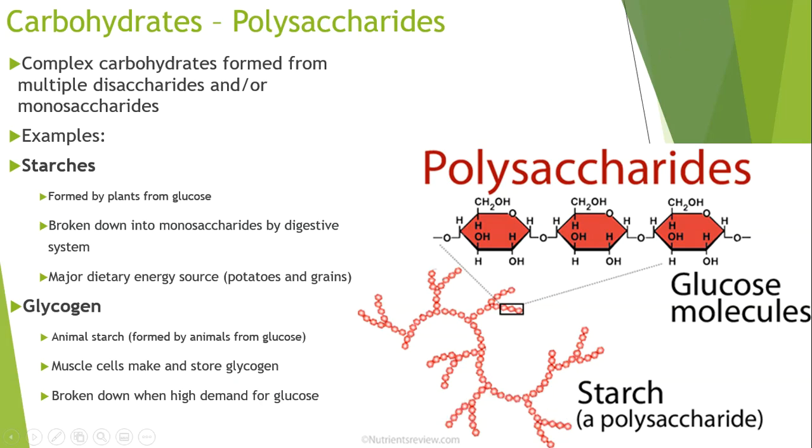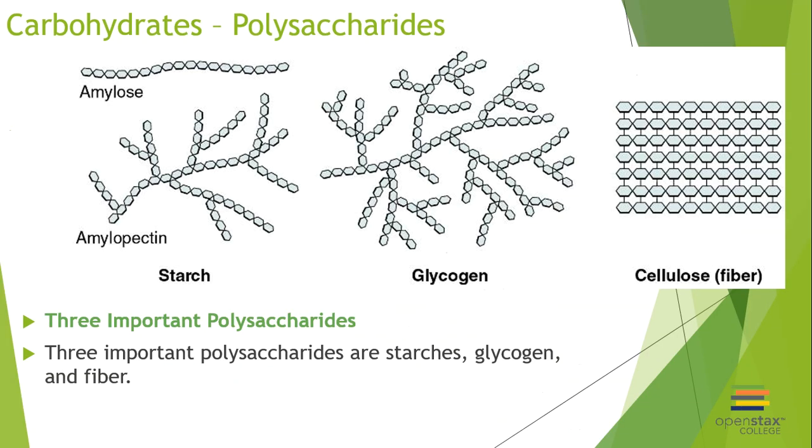We can move on down the list, or up the level of classification here, and get to polysaccharides. Saccharide means sugar and poly means multiple, and these are complex carbohydrates formed from multiple disaccharides or monosaccharides. So these are long chain polysaccharides. Think, for example, starches, which are formed by plants from glucose, and glycogen, which is usually the form of animal starch. There are usually three important polysaccharides when we talk about physiology: starches, glycogen, and cellulose.